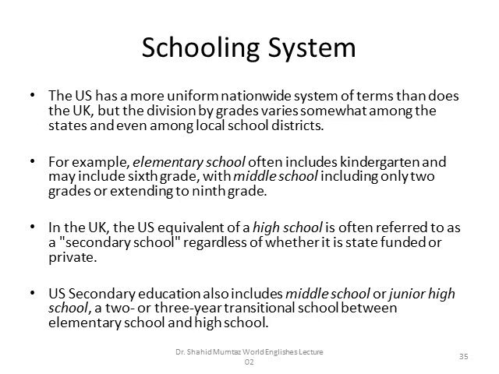For example, elementary school often includes kindergarten and may include 6th grade, with middle school including only 2 grades or extended to 9th grade. In the UK, the US equivalent of a high school is often referred to as a secondary school, regardless of whether it is state funded or private. US secondary education also includes middle school or junior high school, a 2 or 3 year transitional school between elementary school and high school.